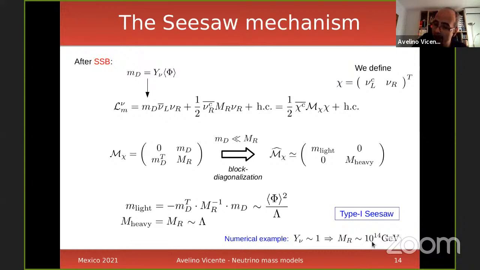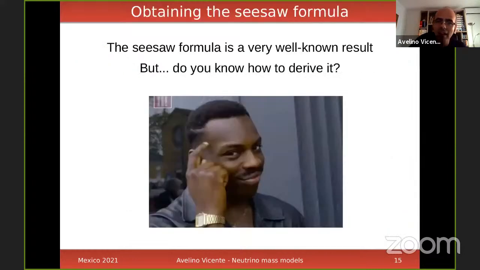As I said, this is a very famous formula, but this is a school and we are supposed to learn things, and I'm sure that most of you already knew this formula. But how do you get this formula? Because we have seen this formula many times. I'm pretty sure that most of you saw it already. But do you know how to derive it?